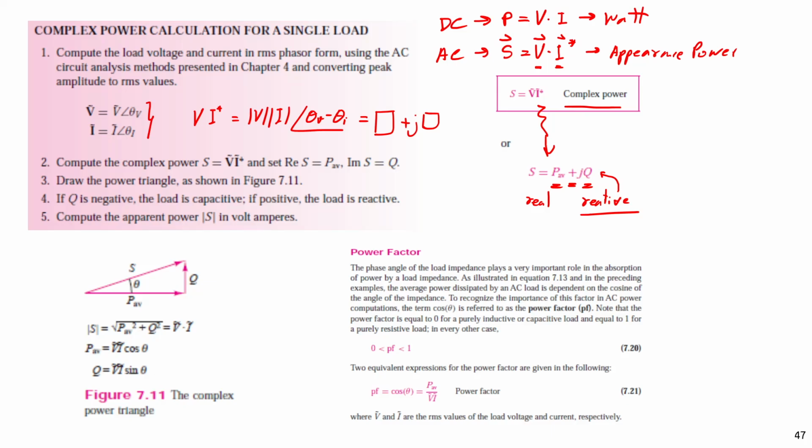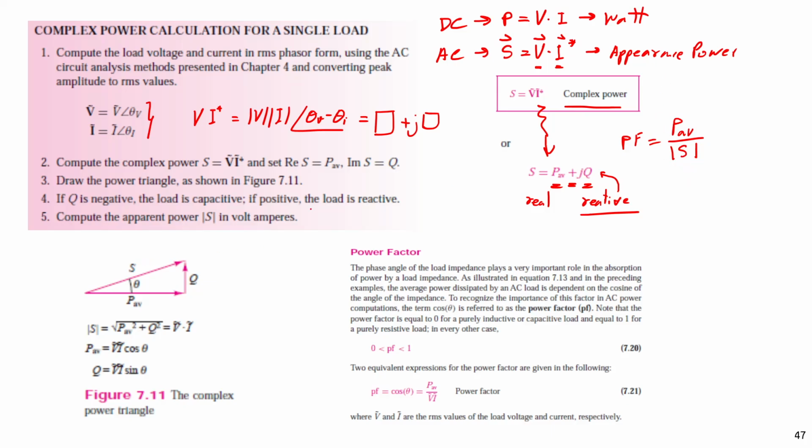Okay, and if we divide the real power by the total apparent power, we call this index the power factor. So the power factor is the real power divided by the magnitude of the apparent power.